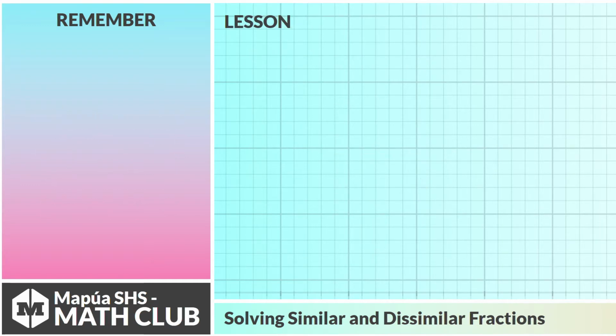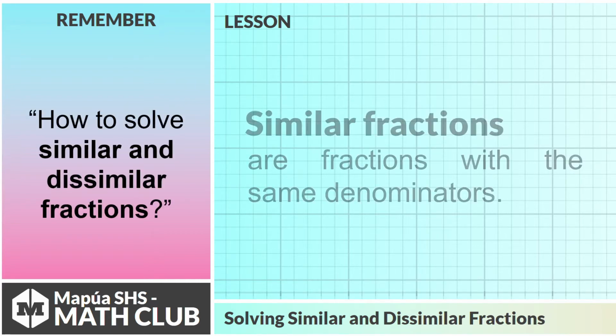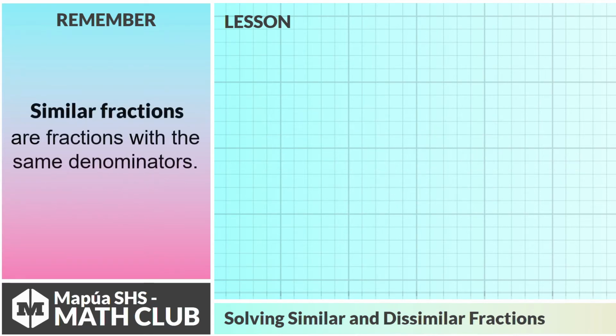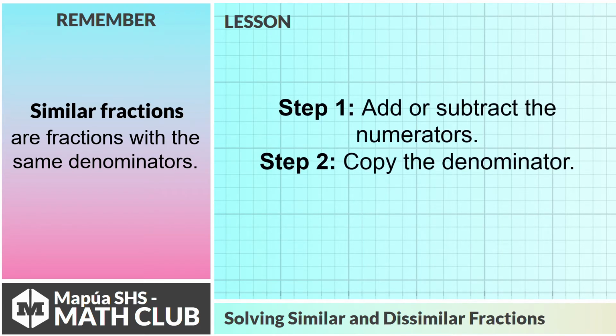Well, let us proceed in defining similar fractions. Similar fractions are fractions with the same denominator. We have two steps in solving similar fractions. First is to add or subtract the numerators. Please note that we have a different procedure in multiplying and dividing fractions. That is why we are focusing on adding and subtracting them. For step 2, we need to copy the denominator.